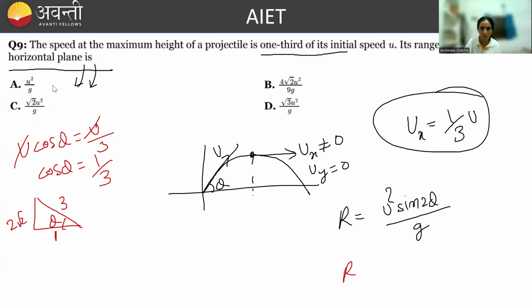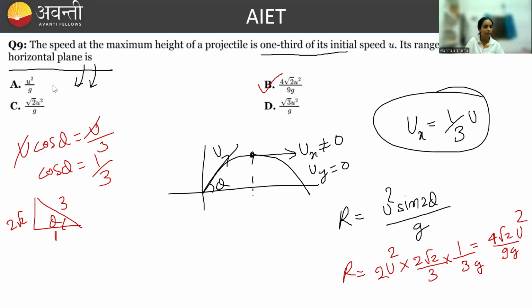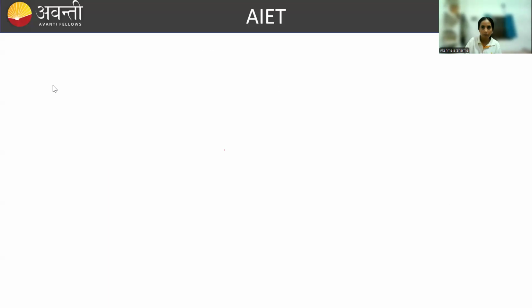Range here will be how much? You write u square, sine 2 theta. Sine 2 theta is what? 2 sine theta cos theta. So the value of sine theta will be how much? 2 root 2 by 3. Cos theta will be how much? 1 by 3, over g. So if you solve it, this will become 4 root 2 by 9g, u square. So the correct answer is what? It will be B. So for question number 9, the correct option is your what? B. Here you write answer is equal to B.